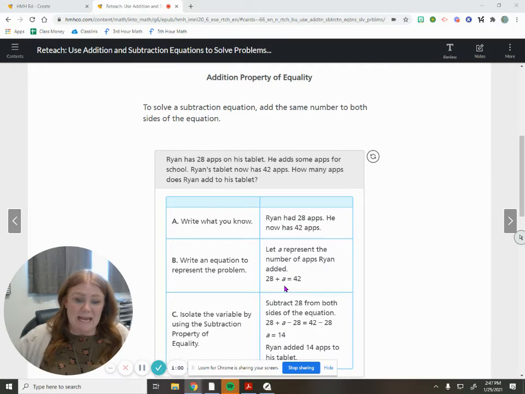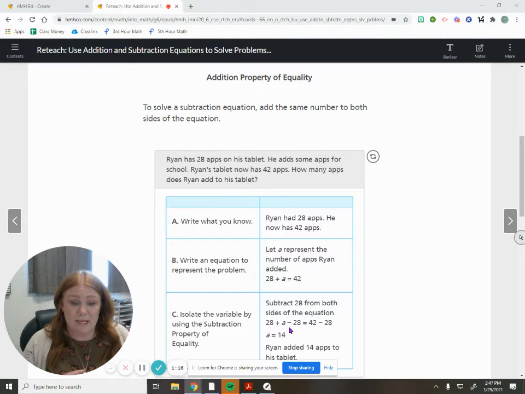So we want to get A all by itself. So we have 28 and we want to get A by itself. So we've got to get rid of that 28. So the opposite of plus 28 is minus 28. And we have to do that to both sides.